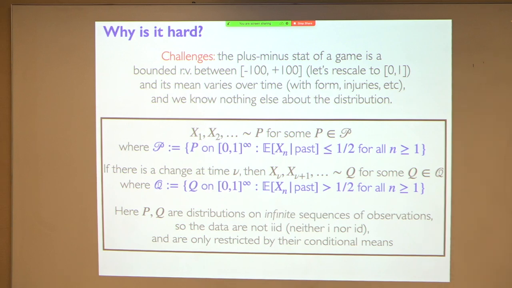None of those are true, but I think the question still makes sense. Did they go from a losing team to a winning team, and can I detect that change? Yeah, so the only restriction is on the conditional means. There's nothing else known about the distribution, that's why it's non-parametric.